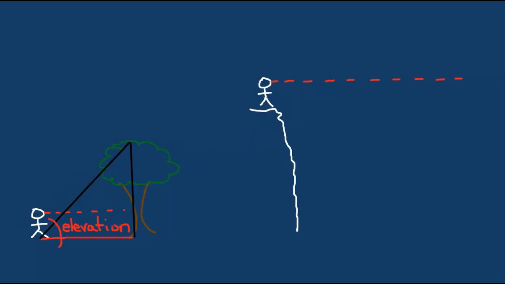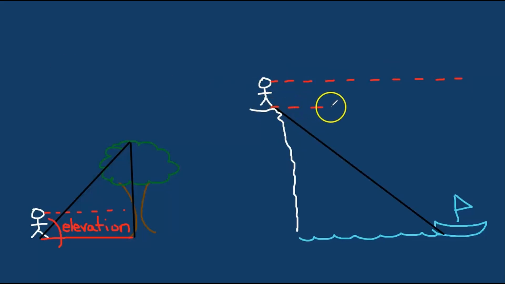Now let's imagine that way down below, this person is looking at a boat on the water. The angle that we're going to draw is from the person straight down to the boat. The line of sight, remember, is parallel to the ground. So our angle of depression is up here.